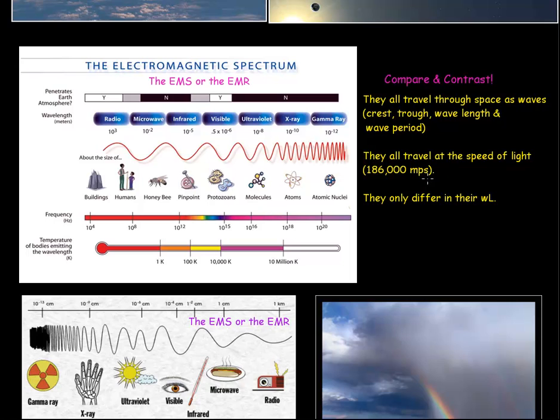Because they're all light, they all travel at the speed of light, 186,000 miles per second. That's more than 8 times around the world in 1 second. The only way they differ, and if you take a look at it, it's pretty easy to see, is the wavelength, how far there is between the waves.